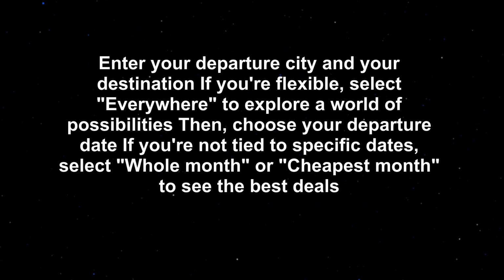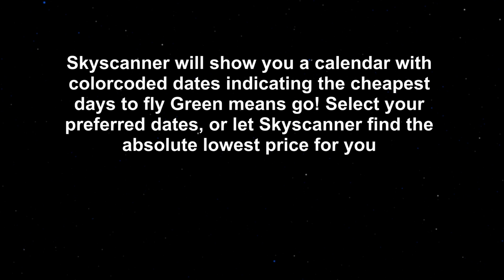If you're not tied to specific dates, select whole month or cheapest month to see the best deals. Skyscanner will show you a calendar with color-coded dates indicating the cheapest days to fly. Green means go. Select your preferred dates, or let Skyscanner find the absolute lowest price for you.